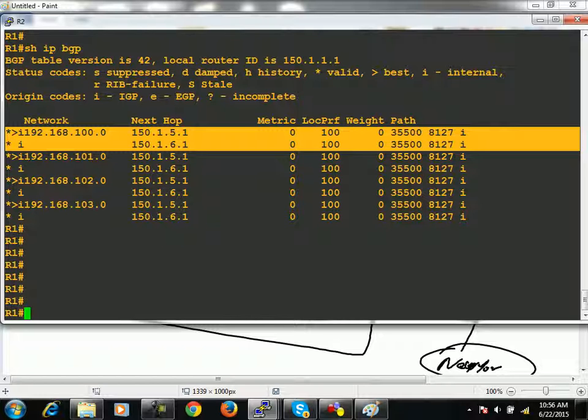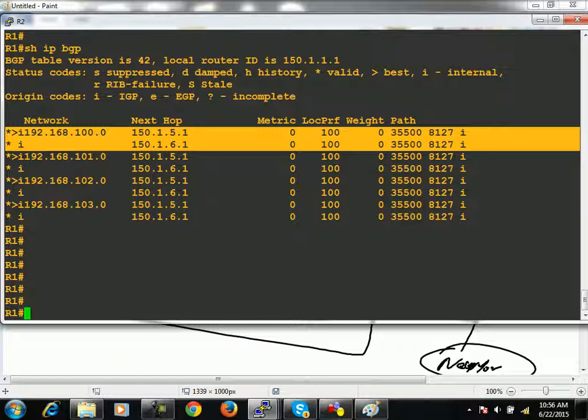Next is what? IGP cost to reach next hop. No, it's not. Before that we also have external is always preferred over internal. But this time you see that I is mentioned via both neighbors. Check it out. In the beginning of the prefix I is mentioned, not at the end of the line. In the beginning of the prefix itself I is there.